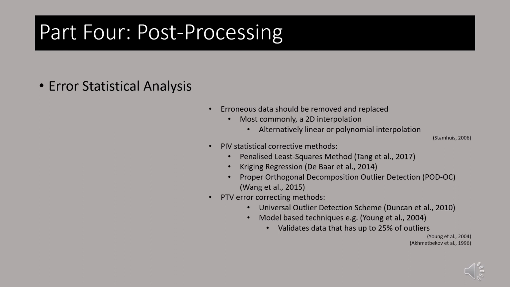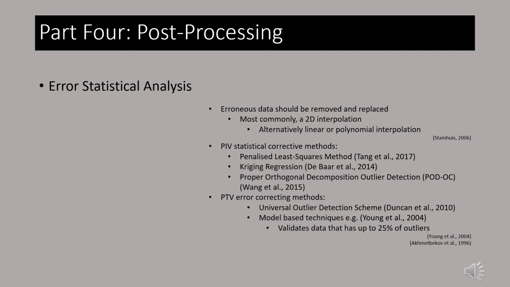However, if you want to know more about the basics of it, I provide some common statistical corrective methods for both PIV and PTV. For PIV: the penalized least squares method, kriging regression, proper orthogonal decomposition, and outlier detection. And for PTV: the Universal Outliers Detection Scheme, or model-based techniques such as Young's 2004 study, shown to validate data that has up to 25% of outliers.